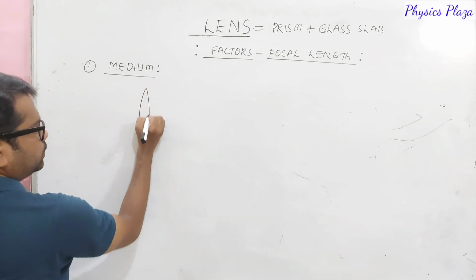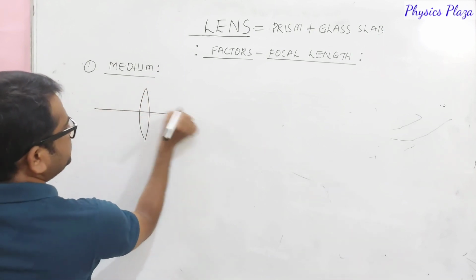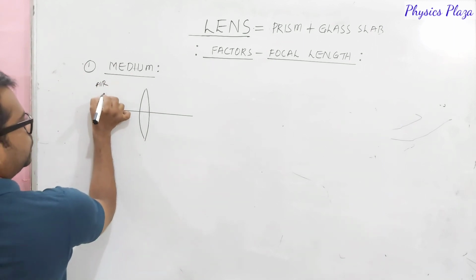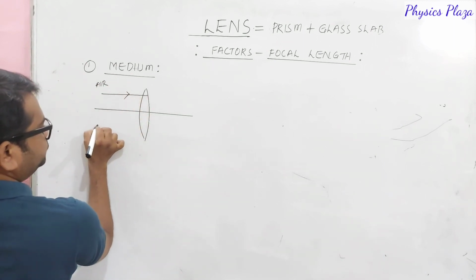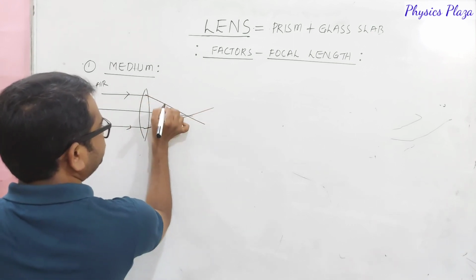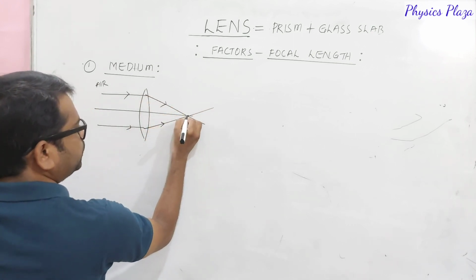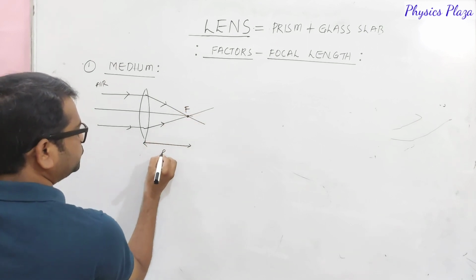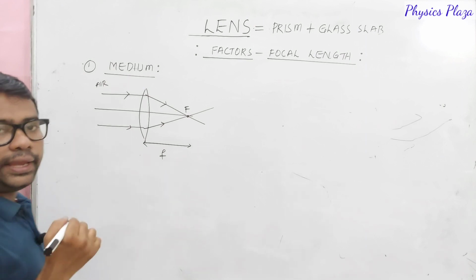Dear children, this is a case where the lens is placed in air. Let us take a parallel beam of light. It is coming and incident, and here is the path after refraction. So it is the focus, and this is going to be the focal length. So this is in the case of air.